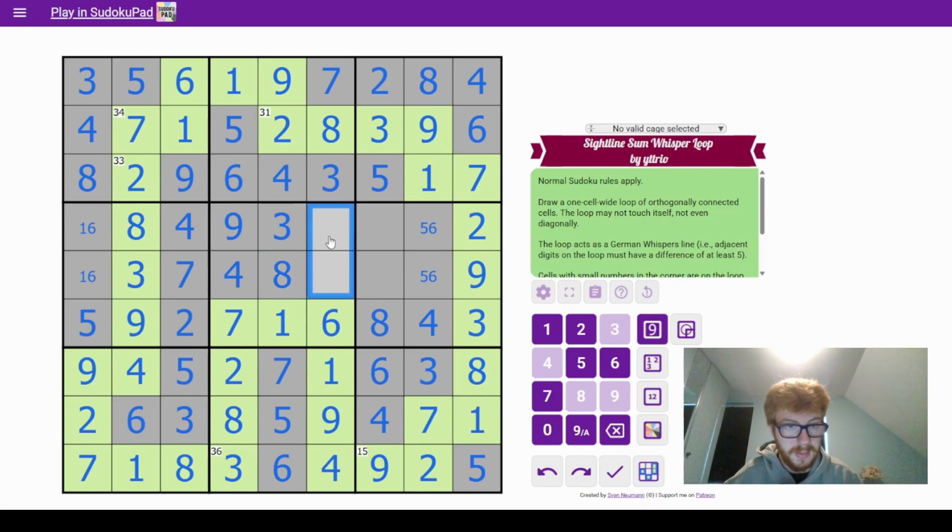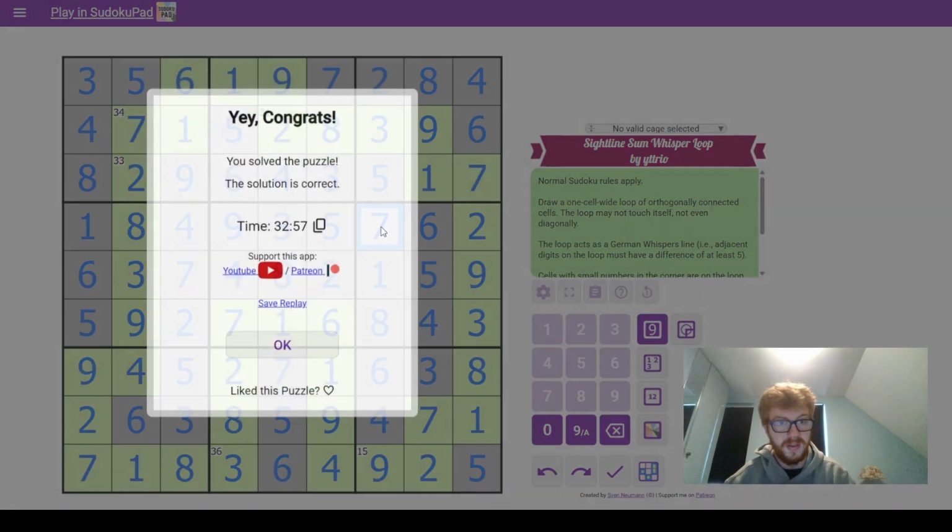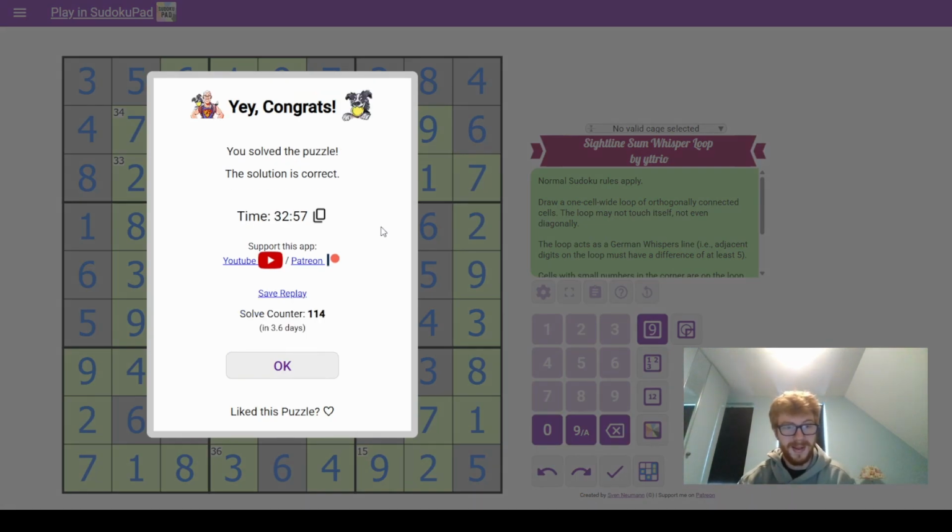And now I'm missing 2. 1, 2, 3, 4, 5. 5 and 6. 6 and 1. And 1 and 7. And that's the puzzle. Kind of a short one. I liked it though. It's really, really sweet. The way it flows is beautiful.